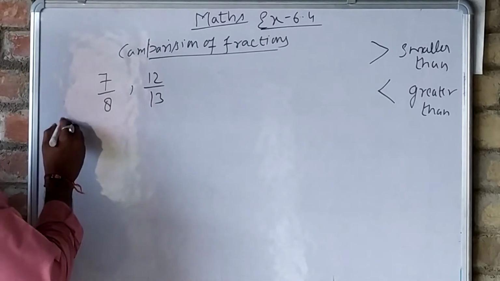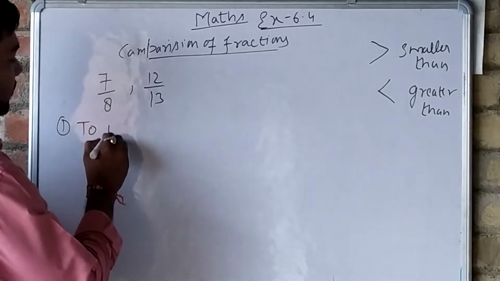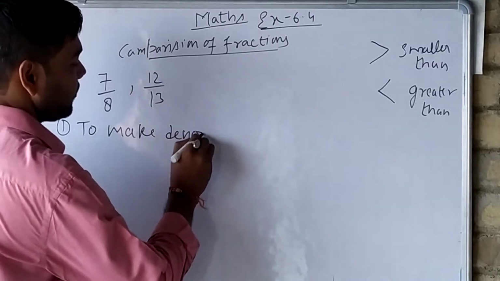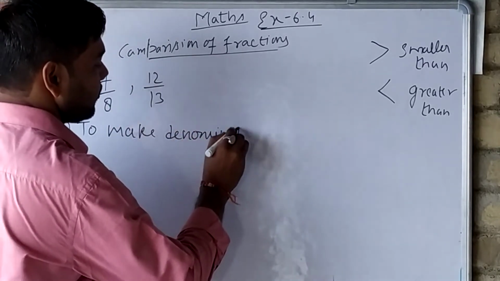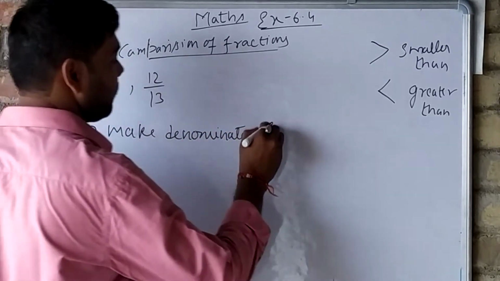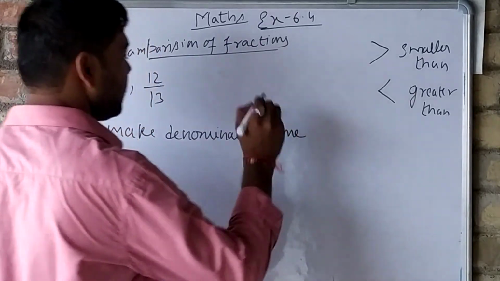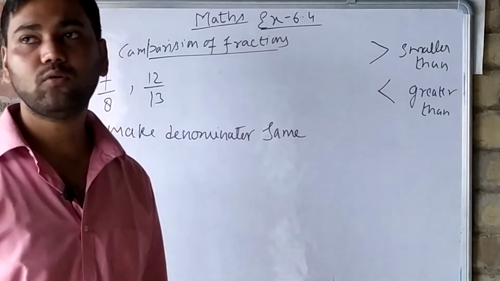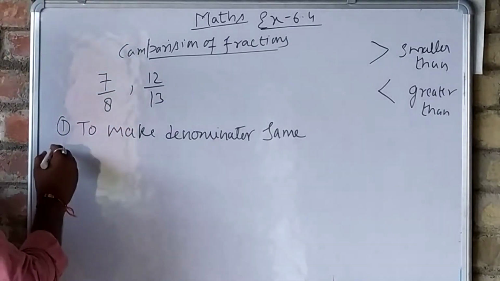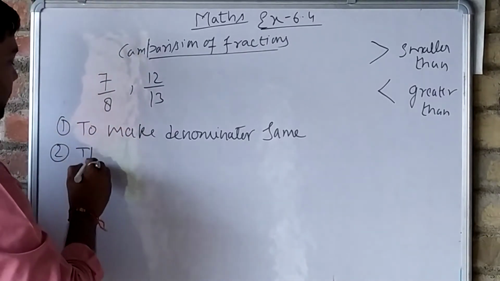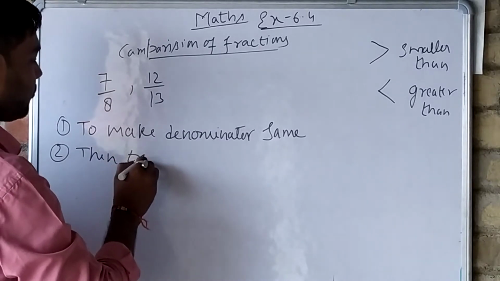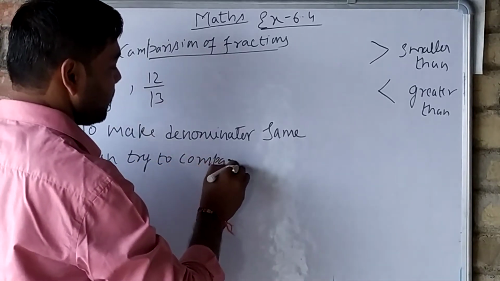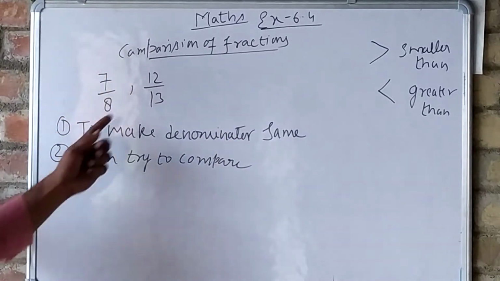First rule is to make the denominator same, and then try to compare. Second, try to compare. Okay. So 7/8 and 12/13.